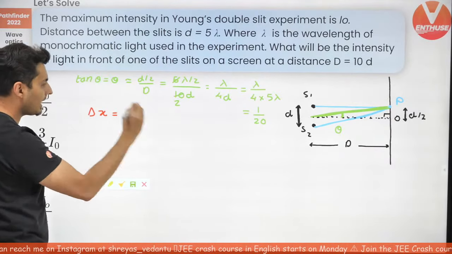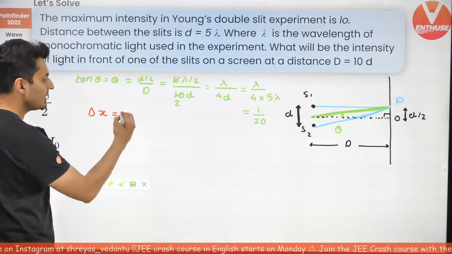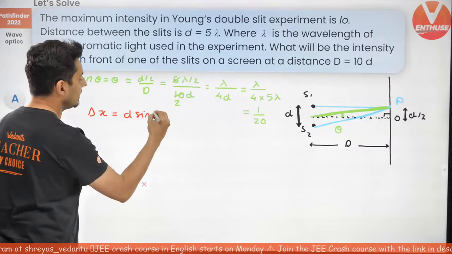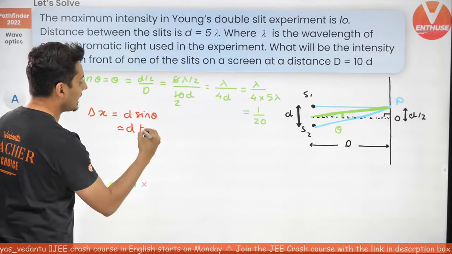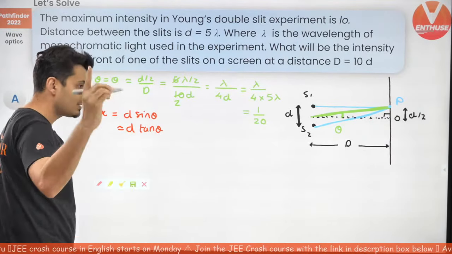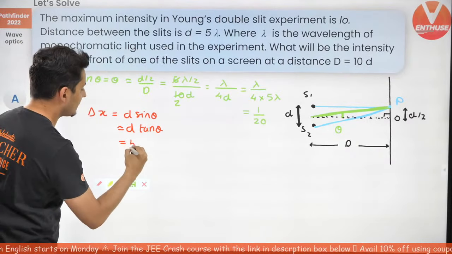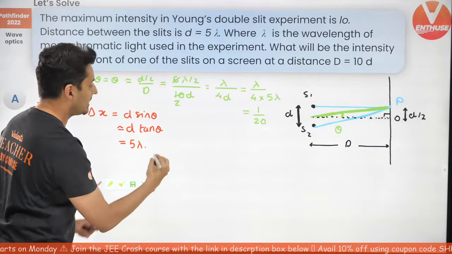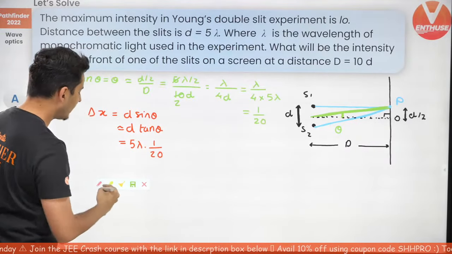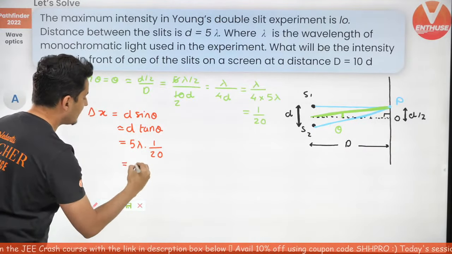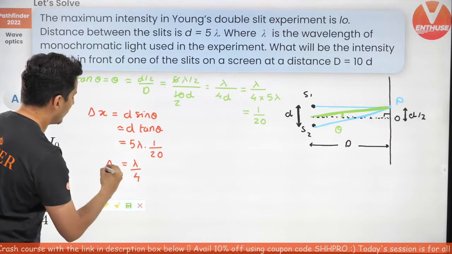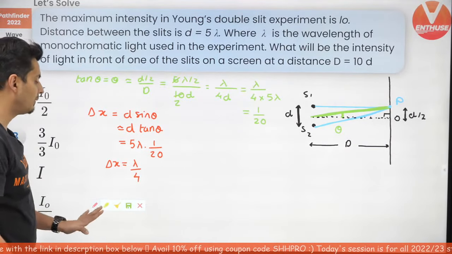So delta x, which is d sine theta, which is also d tan theta by approximations which I have told you before, that will become, okay, what is small d? Small d is nothing but 5 lambda. Tan theta is nothing but 1 by 20. So 5 and 20 will cancel. Yes, I'll get this as lambda by 4. So delta x is lambda by 4.